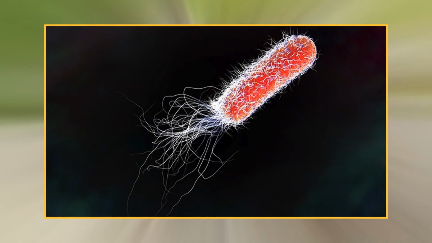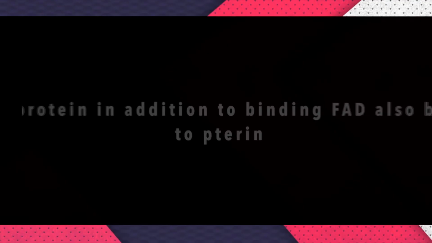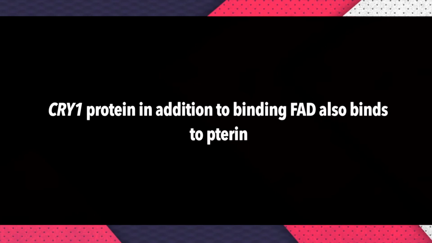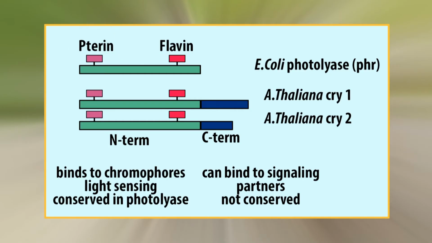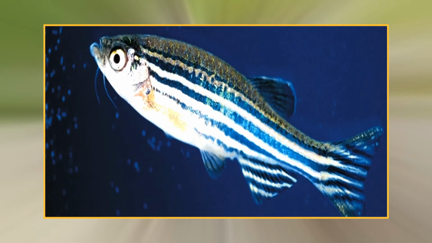It was found in E. coli that the Cry1 protein, in addition to binding FAD, also binds to pterin. Pterins are light-absorbing pteridine derivatives that often function as pigments in insects, fishes and birds. This suggests the possible role of pterins as one of the chromophores of blue light receptor cryptochrome.